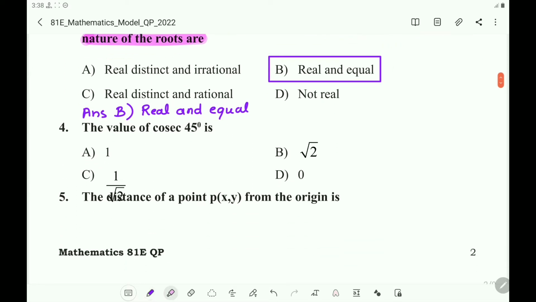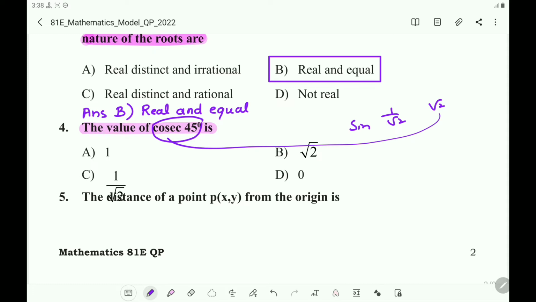Next, the value of cosec 45 degrees. You know the value of sin 45. Sin and cosec are reciprocal of each other. Sin 45 is 1/root 2. Its reciprocal is root 2. So this is sin. This is cosec. So root 2. What is the answer here? Answer is option B. So you write answer option B, root 2.